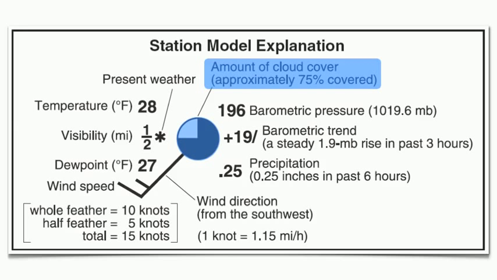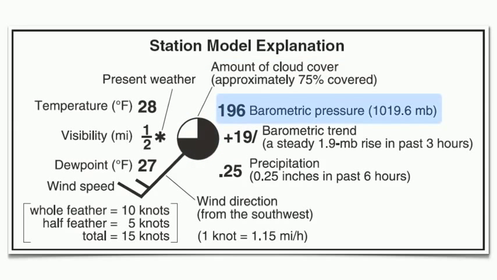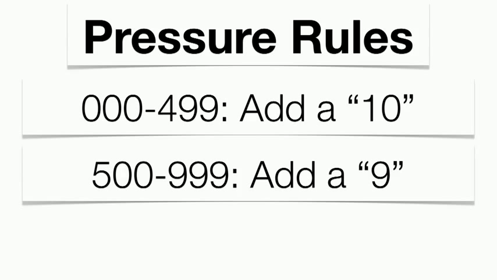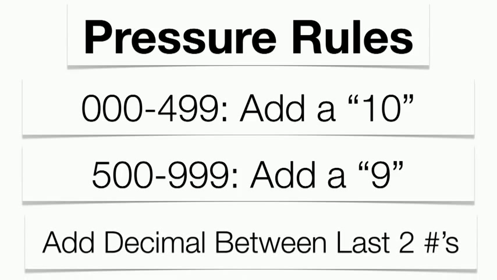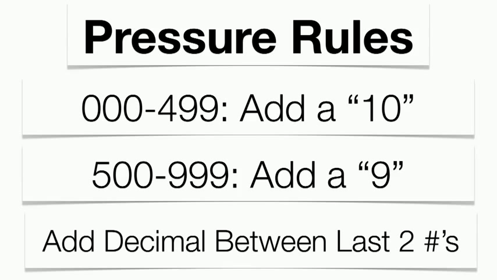Probably one of the more common questions asked of a station model is going to be from your barometric pressure. Now, your barometric pressure on the station model is always going to be a 3-digit value. Now, there's a little rule that you need to follow in order to figure out exactly what the air pressure is going to be. So here are your rules. If your pressure value on your station model is between 000 and 499, you're going to put a 10 in front of that. If your number is between 500 and 999, you're going to put a 9 in front of your value. What you're going to do then, you're going to put a decimal in between the last two numbers. That'll give you your entire pressure from that station model.